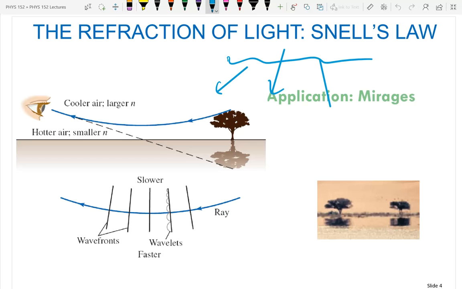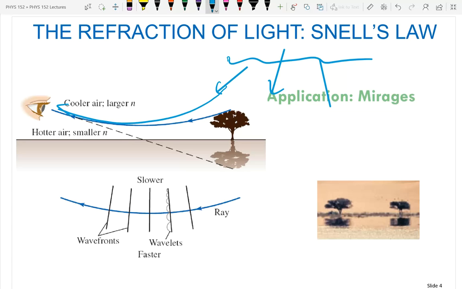And so I'm looking down at the road, but what I'm seeing is sunlight, skylight, that came down and was bent back up into my eye. That's what's going on with the mirage. It's not like you're seeing something that doesn't exist. You're seeing something in the wrong location. So an illusion is a good term for it.